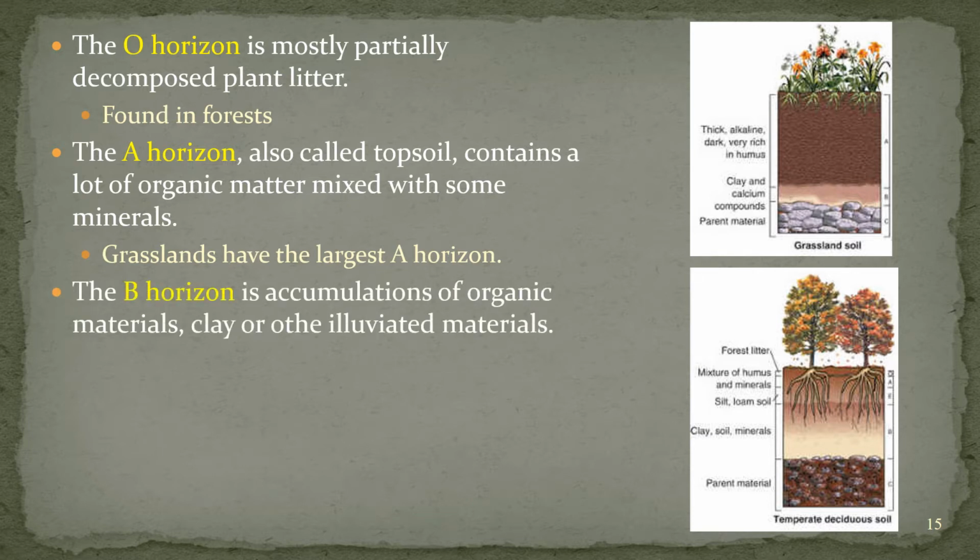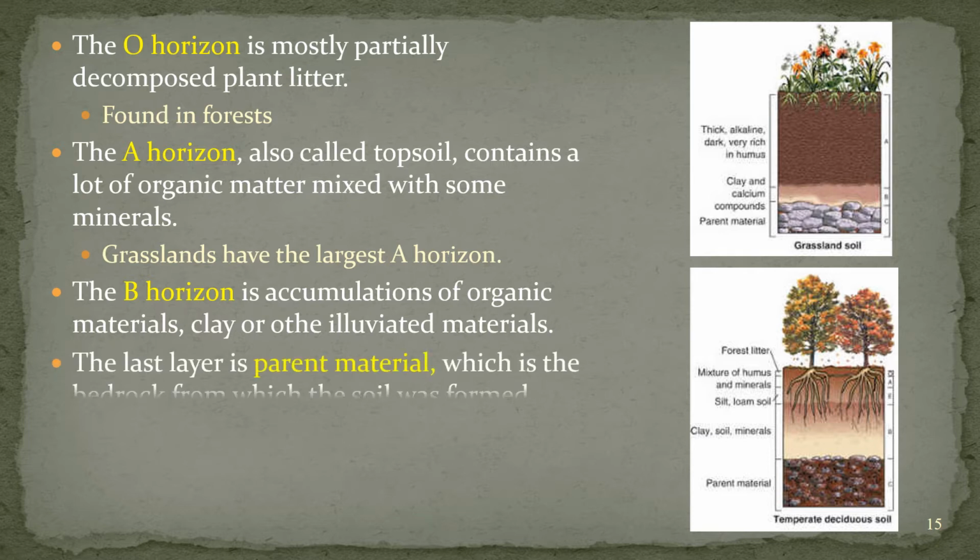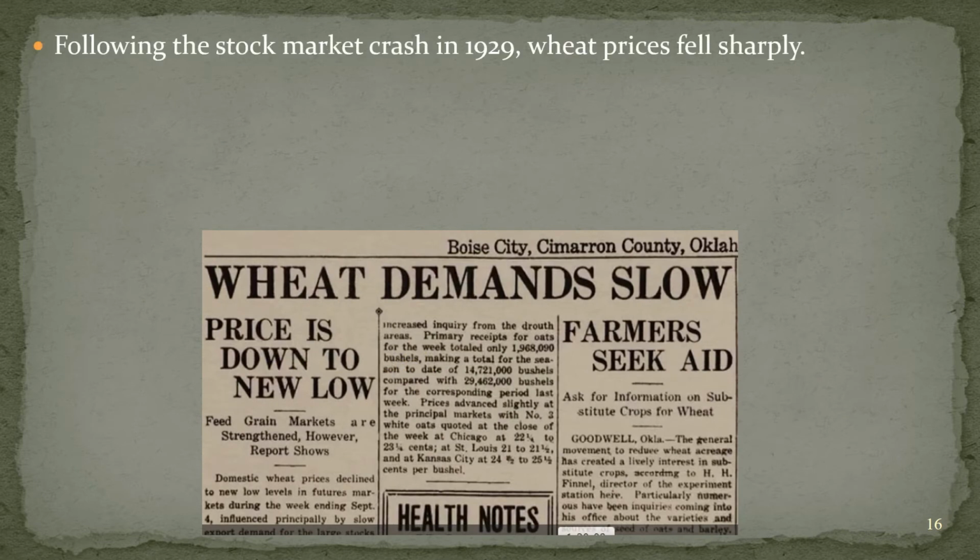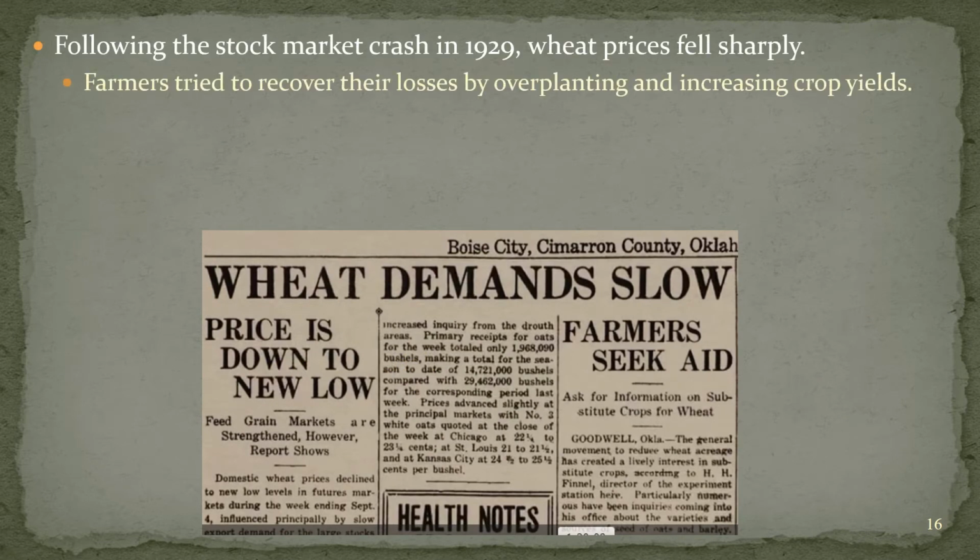The B horizon is usually an accumulation of organic materials, clay, or anything that basically has been alluviated into them. And the last layer is usually a parent material, which is the bedrock from which the soil was formed. So, kind of coming full circle.